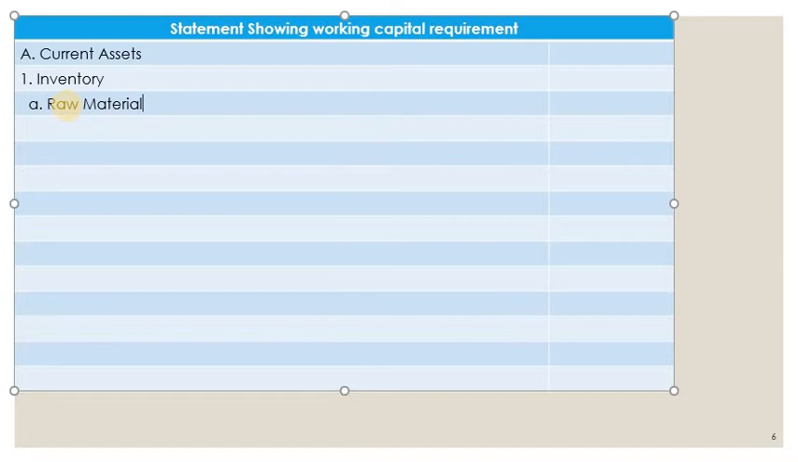So raw material, how to calculate raw material? 52,000 is the total units produced into what is the price of the raw material? It is 70 into what is the stock of raw material? It is 2 months. So per year it is 2 divided by 12. So what is the total? 6,06,667. Then work in progress, we have already calculated work in progress.